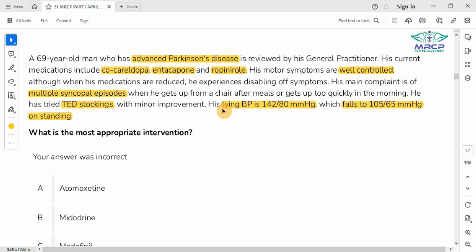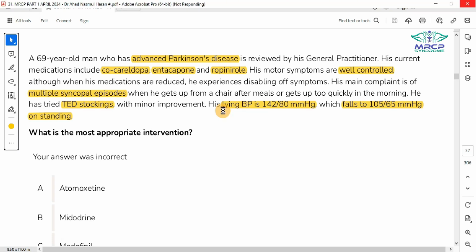What is the most appropriate intervention? Atomoxetine, midodrine, modafinil. I cannot see the lower portion. Okay, this is lagging. Okay, you can read from the top.